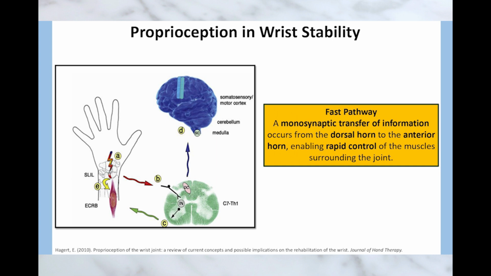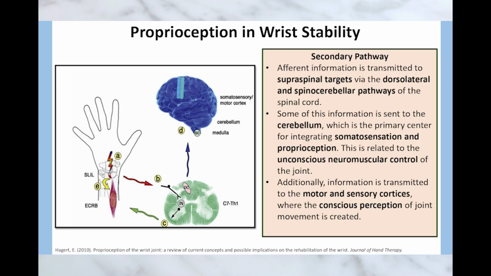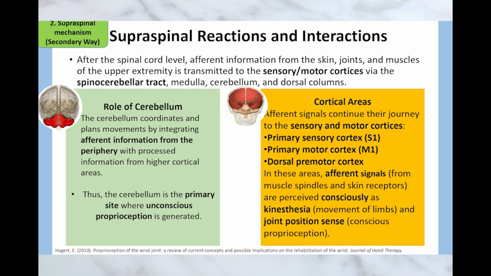Exactly. And then you have the supraspinal pathway, which is a bit slower, but it gives you more conscious awareness of what your wrist is doing. These signals go through the spinocerebellar tract to the cerebellum, which is like the control center for movement, and then up to the sensory and motor areas of the brain, where you become consciously aware of your wrist's position and movement. Right. So there's the fast automatic response and then the more deliberate conscious one. That makes sense. And the sources also talk about the reflexes between the ligaments and the muscles.